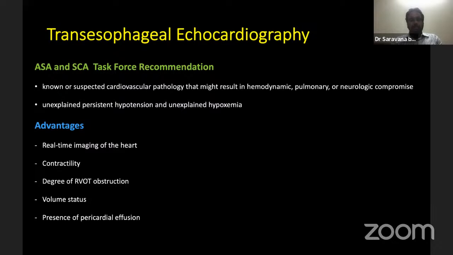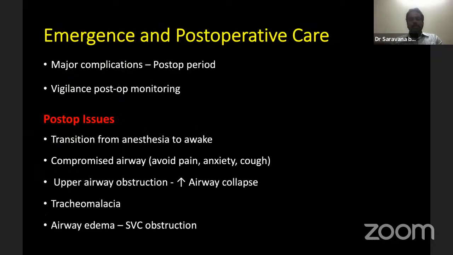And there is an ASA and SCA, Society of Cardiovascular Anesthesiologists, recommendation for use of the TEE probe for known or suspected cardiovascular pathology resulting in hemodynamic, pulmonary or neurologic compromise, and causing unexplained persistent hypotension or unexplained hypoxemia during the surgery. If we need that, we just have to rotate the TEE probe and see what is happening with the heart. And next, the emergence and the post-operative care.